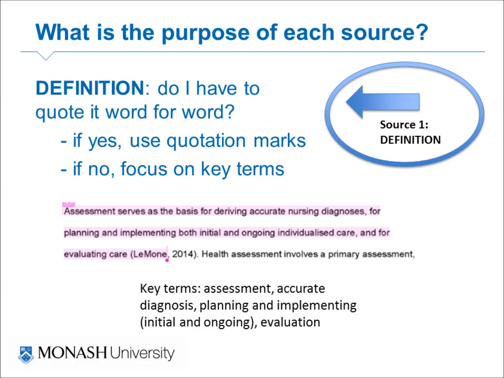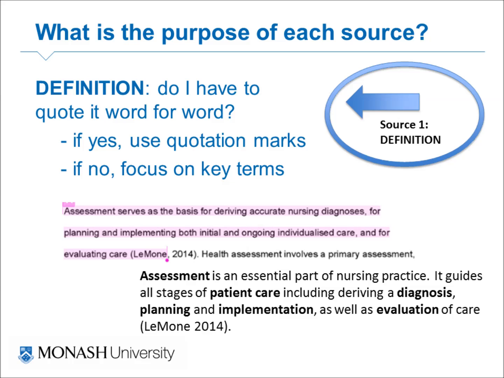But if you can describe the definition or a term in your own words, or if you can paraphrase the original, you can do so, and it's going to make your writing more smooth and feel more like it's your own. So let's have a look at this definition. What we have here is several important terms: assessment, accurate diagnosis, planning and implementing, initial and ongoing, and evaluation. Is there a way we could write this in our own words? And there probably is. This is one way of doing it.